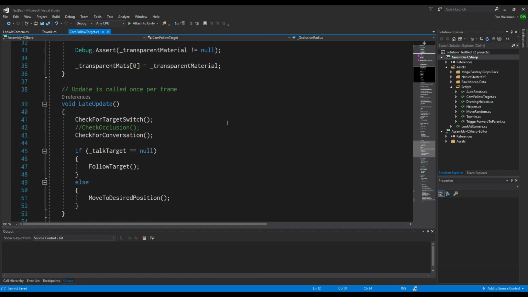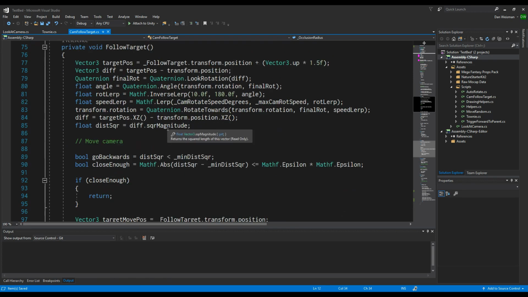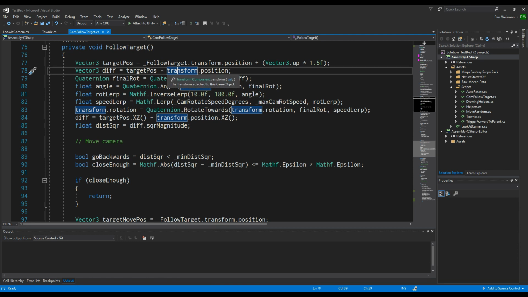So the first thing I want to do is go through the FollowTarget function. That's this one right here. So the first thing this does is we're going to get a difference vector between the current camera position and the follow target position. So if you remember a previous tutorial, difference vector is kind of like a line between the two. So the target is this position here, and our position, because this script is attached to the camera, so the transform position is this object's position, which is the camera. So the difference between the target position and the transform position goes into diff.